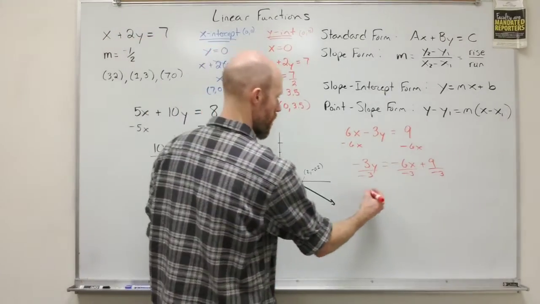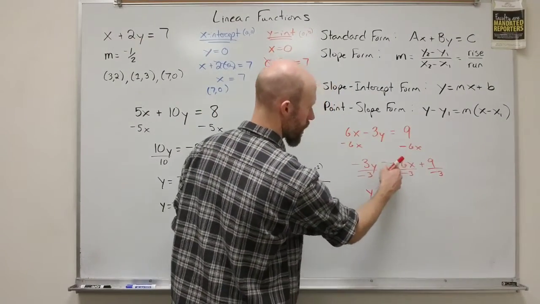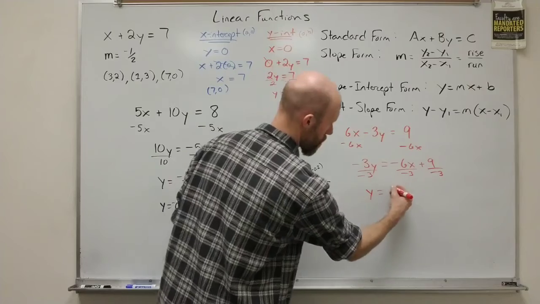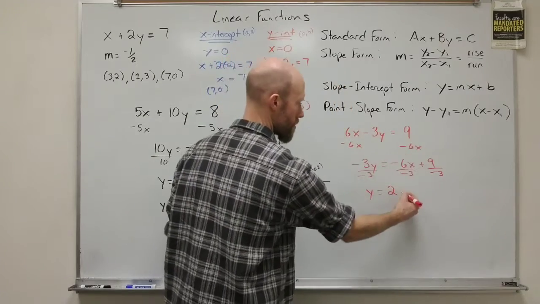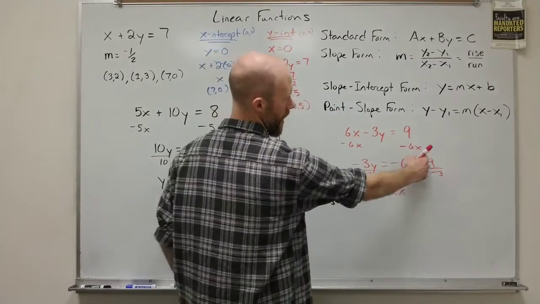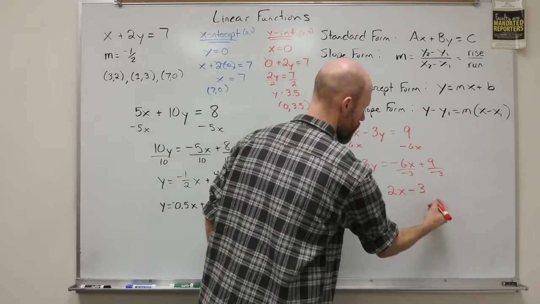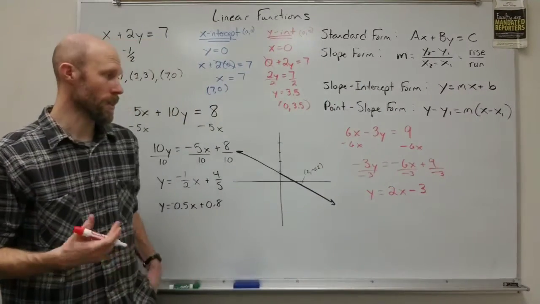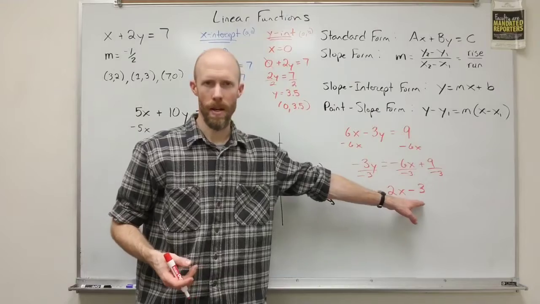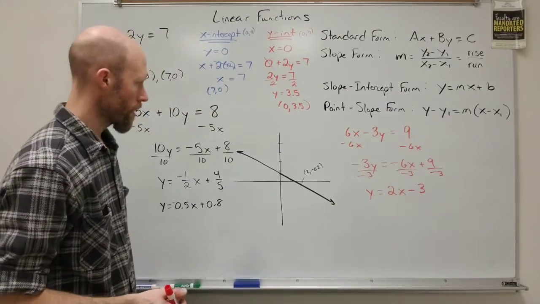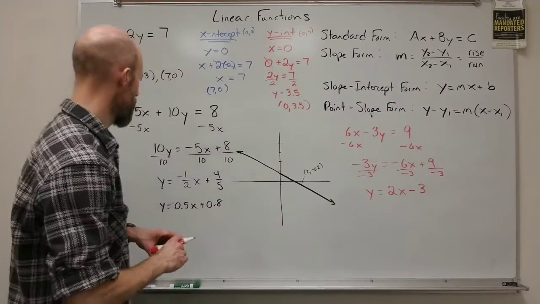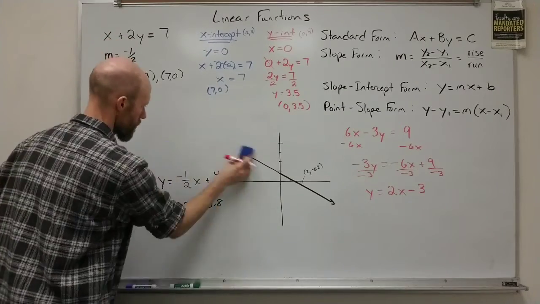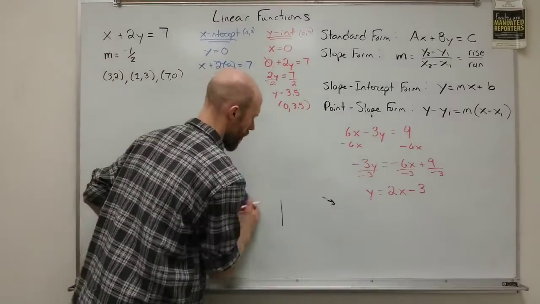And so my y is equal to negative 6 divided by negative 3 is positive 2 times the x. And then 9 divided by negative 3 is a minus 3. So I get the graph, or I get the line y equals 2x minus 3. And so to graph that, let me come back and get rid of some of this so we can actually plot that one.